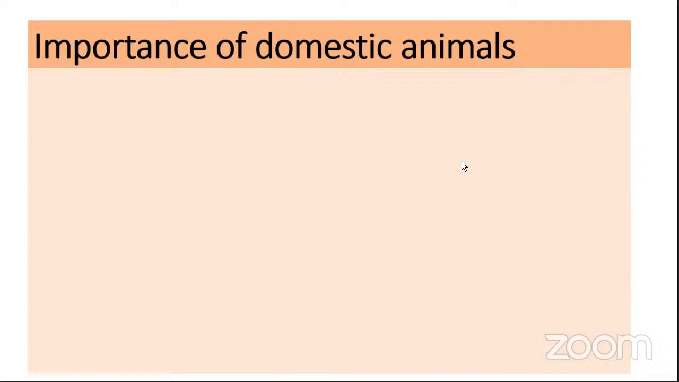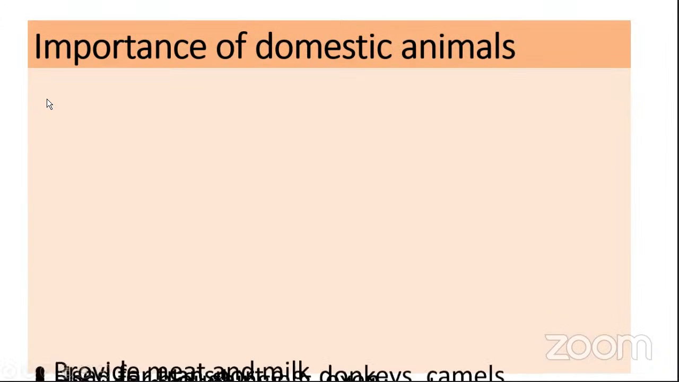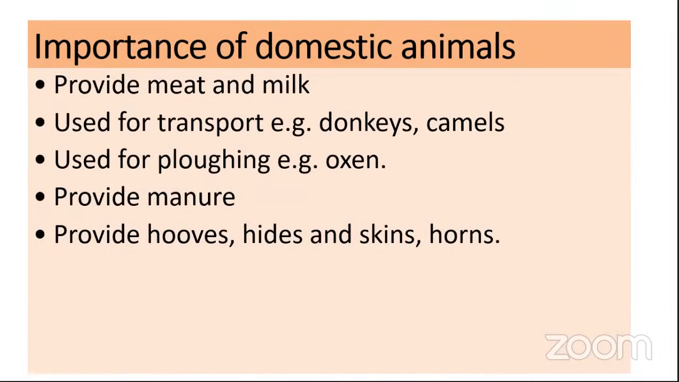Yes, Hope Mukisa, unmute. Some domestic animals are used for protection. Like which one? Like the dog. Yes, Edmond. Some domestic animals are used for paying dowry. Like which one? Cow. So they provide meat and milk, used for transport, used for plowing, provide manure, give us dowry, and so many other things.